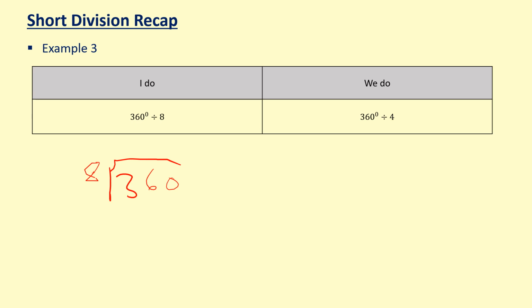8 into 3 doesn't go, so we carry our 3 to the 6. 8 into 36, 8, 16, 24, 32, and then 40, so it's 4. Remainder 32 to 36 is 4. And then I know that 8 goes into 40. We had another 32, 40. That's 5 times into 40. So we get 45. Okay, make sure you're writing the I do and we do titles, and that they are underlined for these as well.